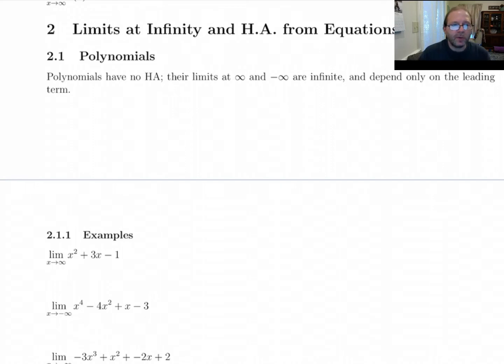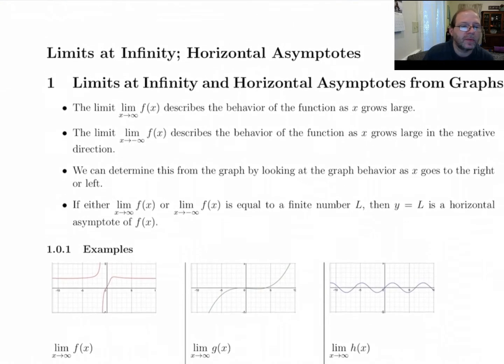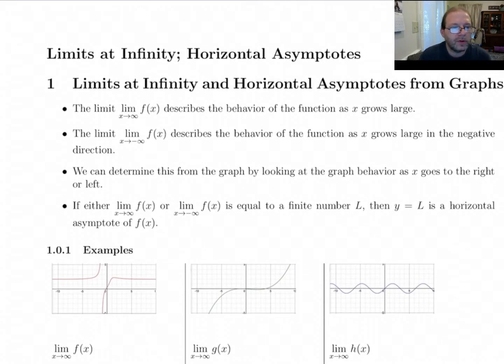Hi, today we're going to talk about limits at infinity and horizontal asymptotes. So first up, the limit as x goes to infinity of f of x describes how the graph behaves as x grows large. And similarly, the limit as x goes to negative infinity tells what the graph does as x grows large in the negative direction. And we can determine this from looking at the graph.